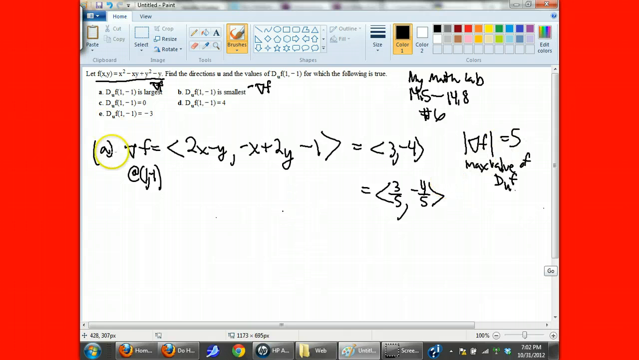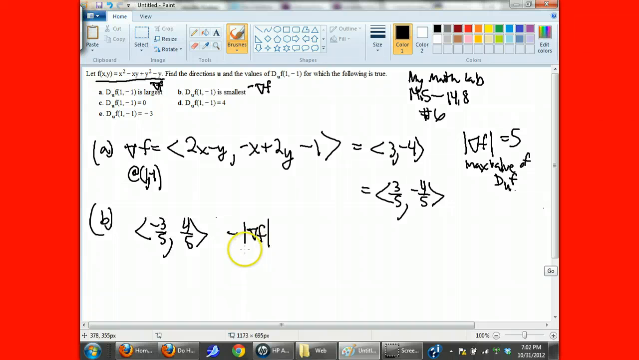So that's A. And then B is just the opposite of that. So B is going to be negative 3/5 and positive 4/5 as the direction, the opposite of the gradient, or negative the gradient. Negative the magnitude of the gradient is the min value of the directional derivative. So negative 5. Oh, sorry, that got pretty bad there. So negative 5. Okay, great.